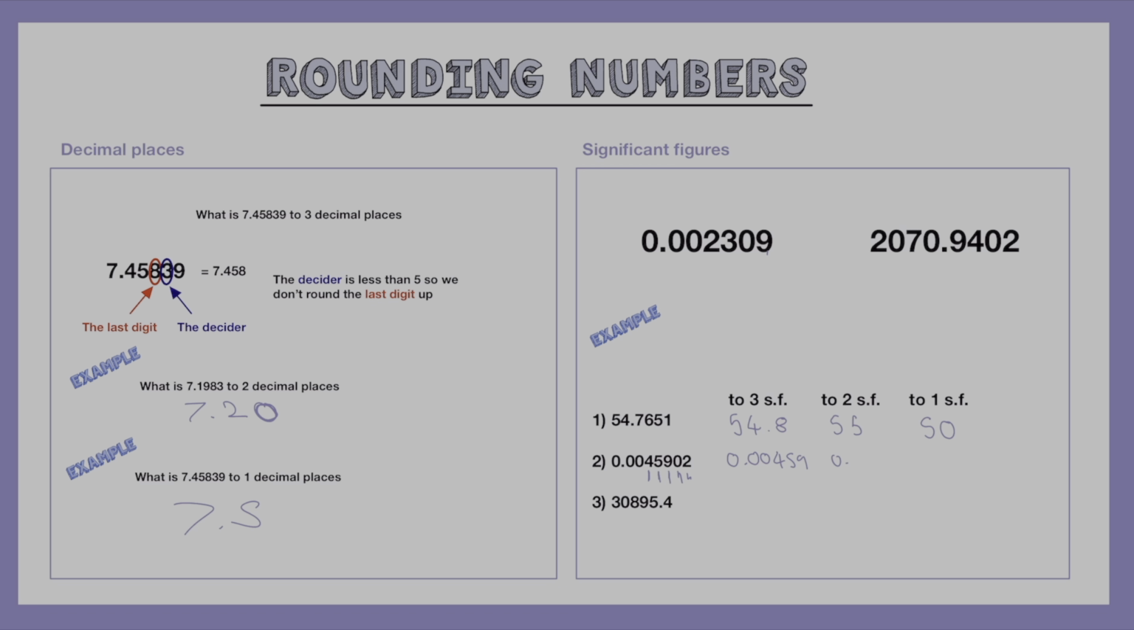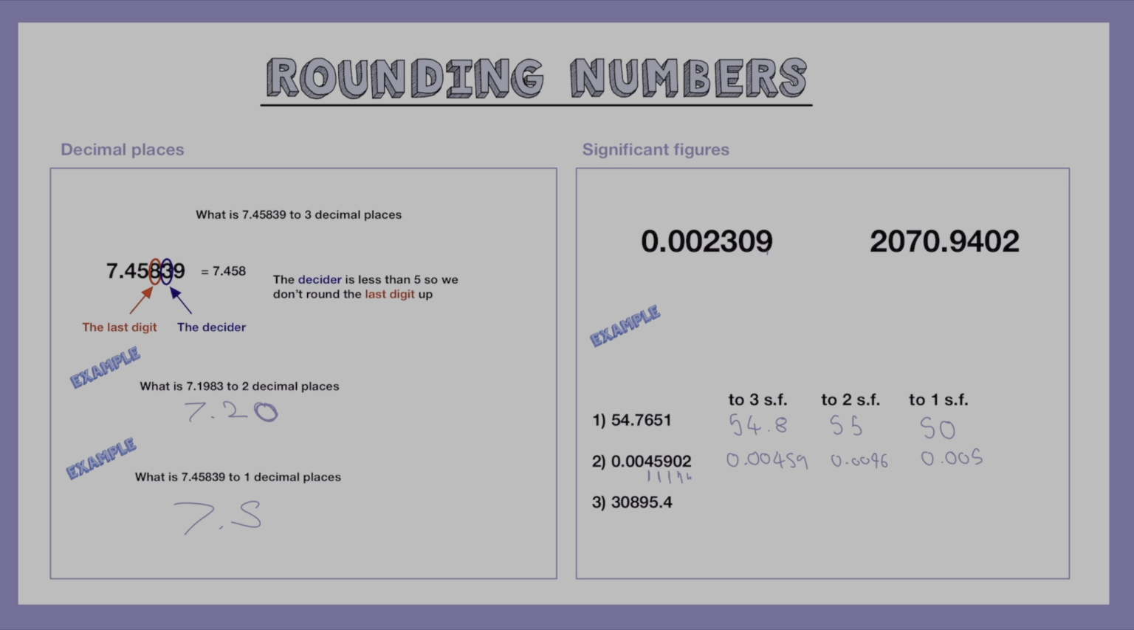So 4, 6. Because that 9 has been left out and it rounds up the 5. So now to 1 significant figure, 0.005, because that 5 here, the second significant figure, has rounded up that first significant figure to 5, because we're leaving that second significant figure out because we're only rounding to one significant figure.